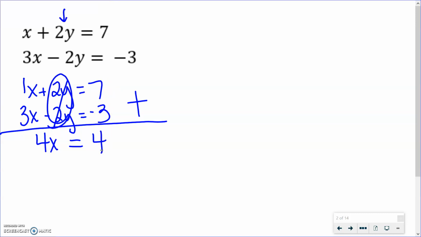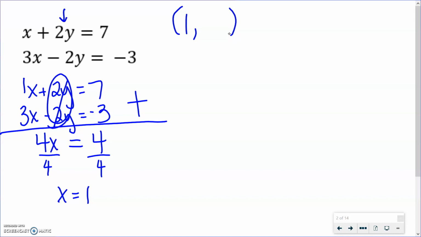Okay, now we have this equation, 4x equals 4, which is a one-step equation. So we're going to divide both sides by 4. We get x by itself, and we get that x is equal to 1. Okay, so again, we're solving a system though, so we want to make sure we get 1, comma, and we need the other variable. We need to solve for that y value.